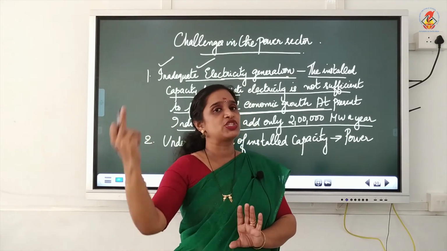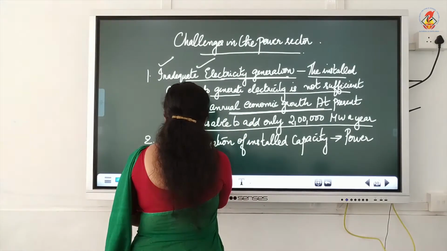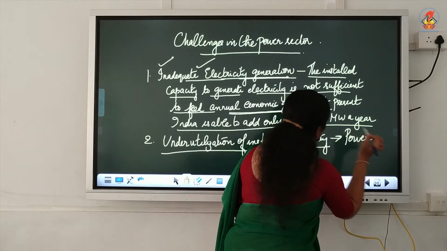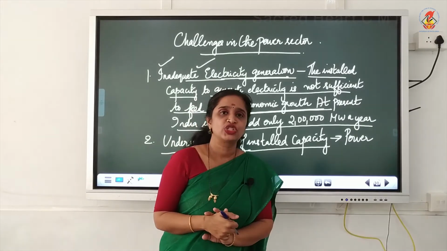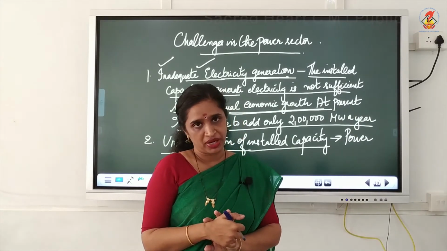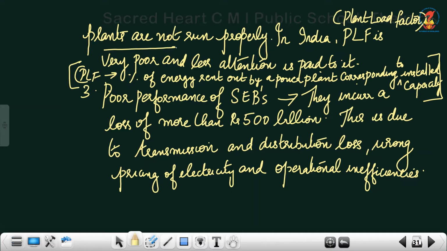Therefore, government has to take measures to increase that. Next is underutilization of installed capacity. Whatever arrangements have been made, those are not utilized properly. Optimum utilization of installed capacity is not taking place. So, power plants are not run properly.